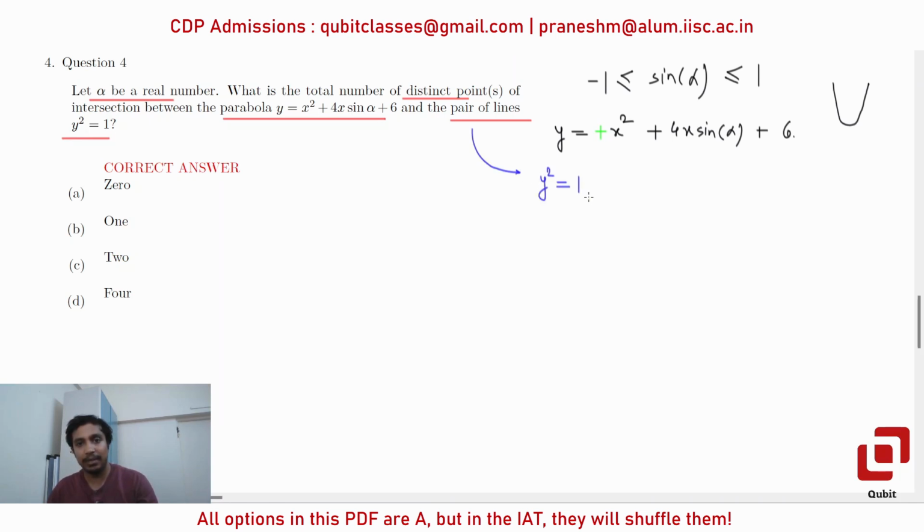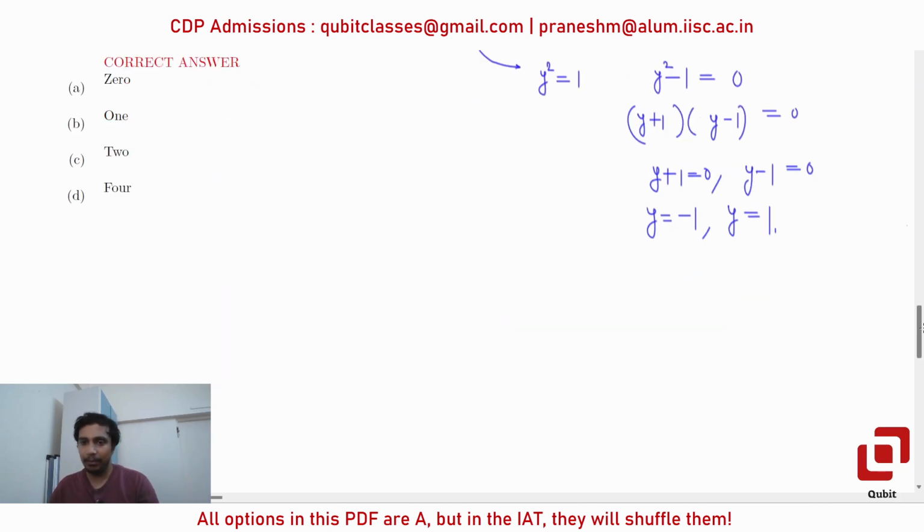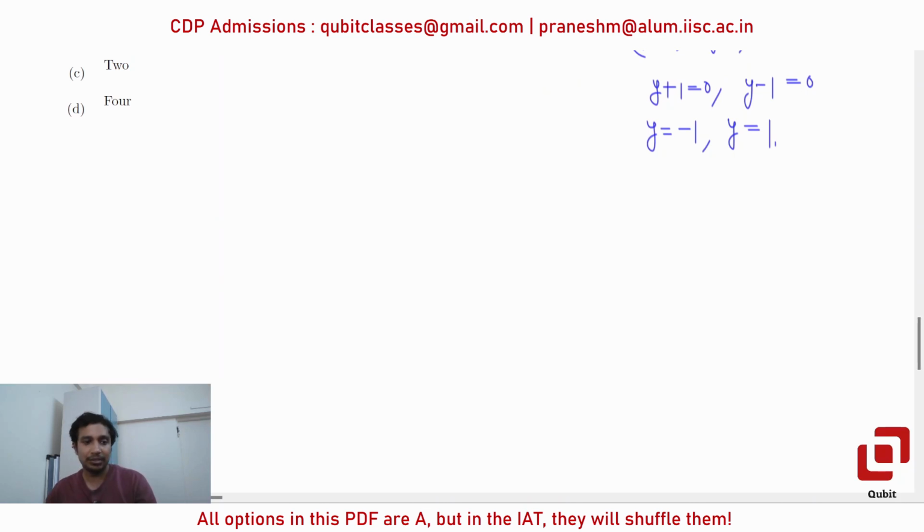The third thing that we should know is the individual equations represented by this pair of straight lines, y squared equal to 1. Okay, now when y squared is equal to 1, we write it as y squared minus 1 equal to 0, and then we factorize it into y plus 1 into y minus 1 equal to 0, which gives us two lines, y plus 1 equal to 0 and y minus 1 equal to 0, which are basically y equal to minus 1 and y equal to plus 1.